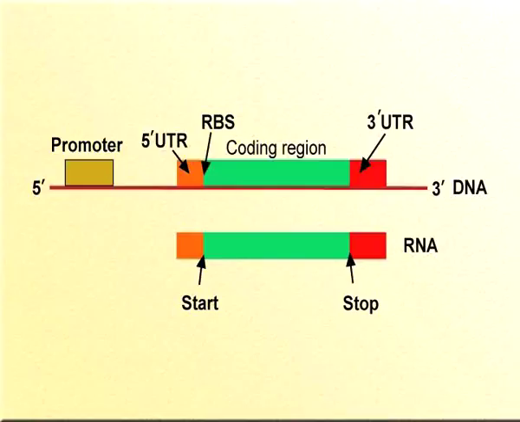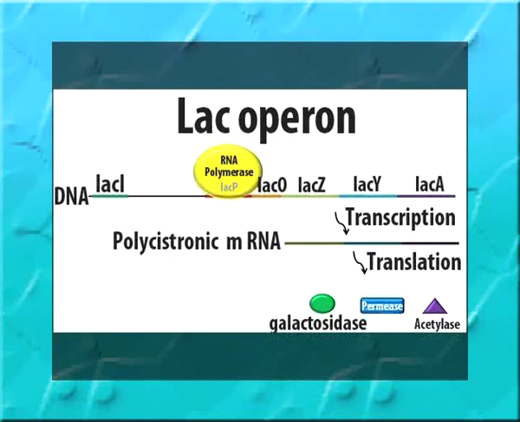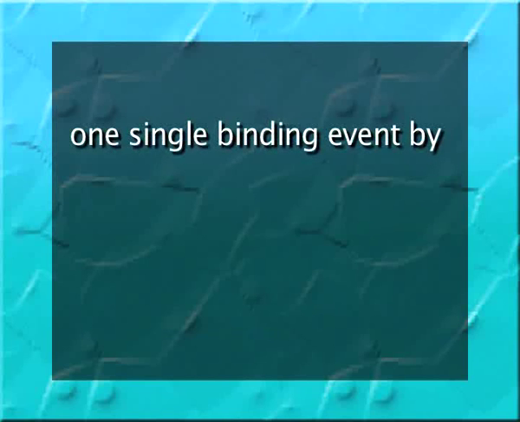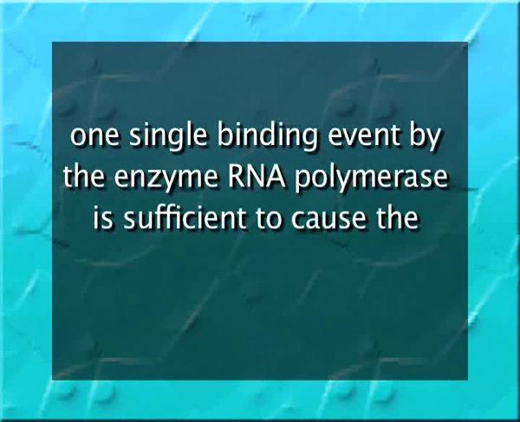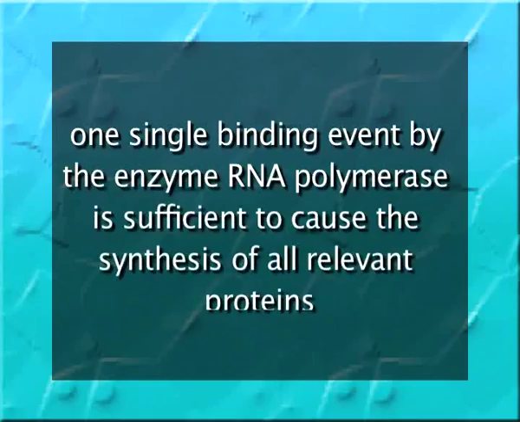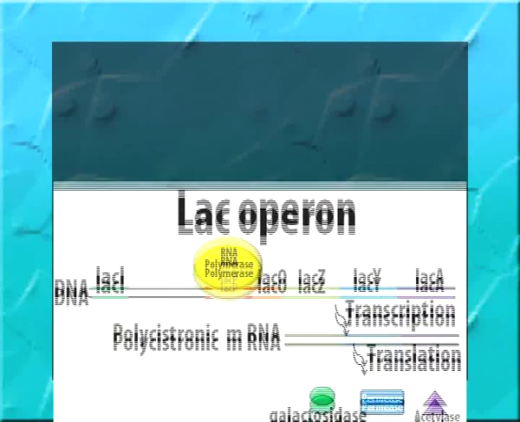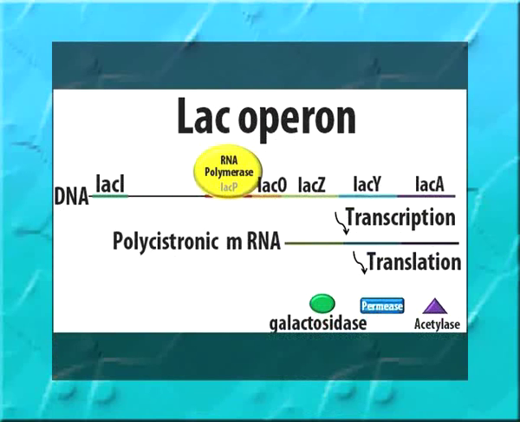In prokaryotes, all the genes involved in the metabolism of related compounds are arranged in a single line to cause sufficient protein synthesis. For example, the enzymes involved in the metabolism of lactose are adjacent to one another between the promoter and terminator. By this type of arrangement of genes, one single binding event by the enzyme RNA polymerase is sufficient to cause the synthesis of all relevant proteins, that is, the genes are coordinately regulated. Such an organized set of genes is known as an operon.